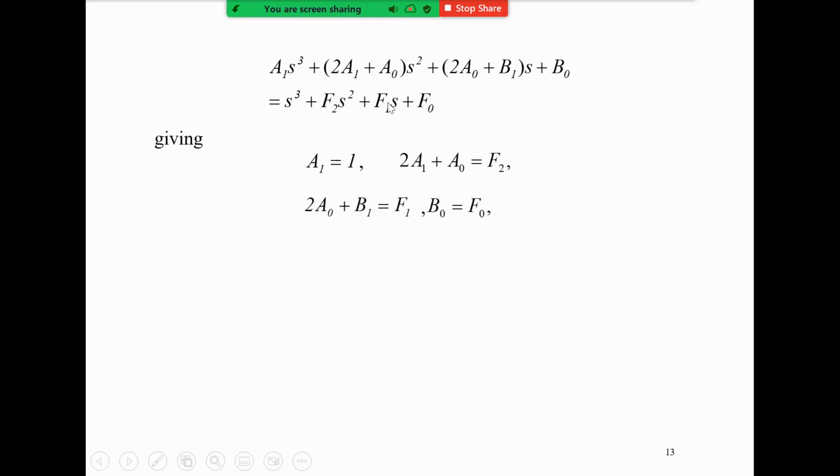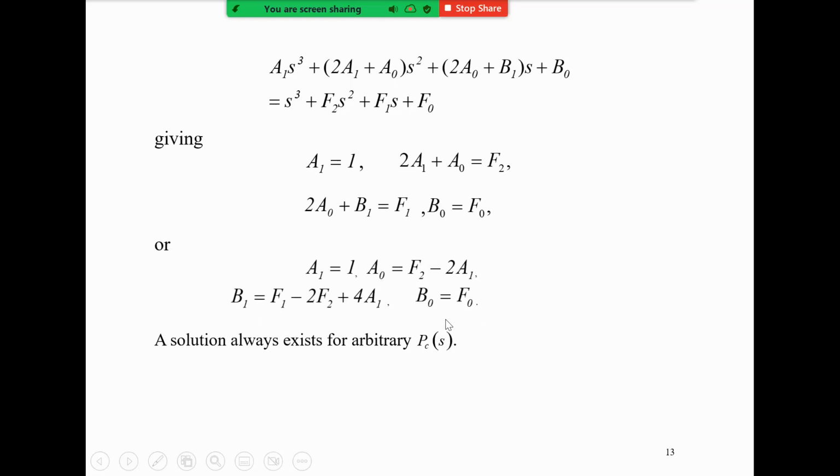So certainly, there are 4 coefficients to match. Then you have 4 equations. Then there are 4 design parameters. So easily you can solve the equation and get the answer.